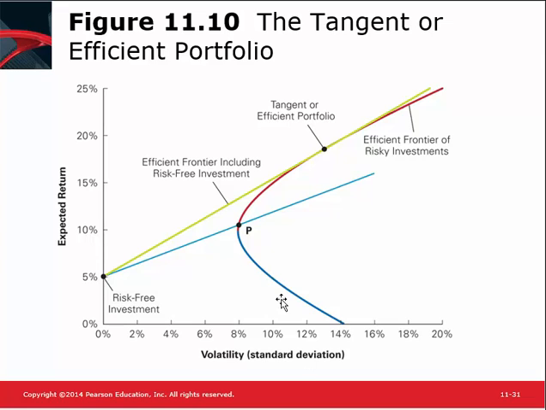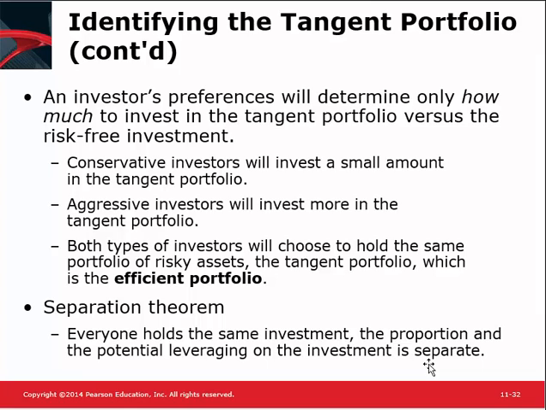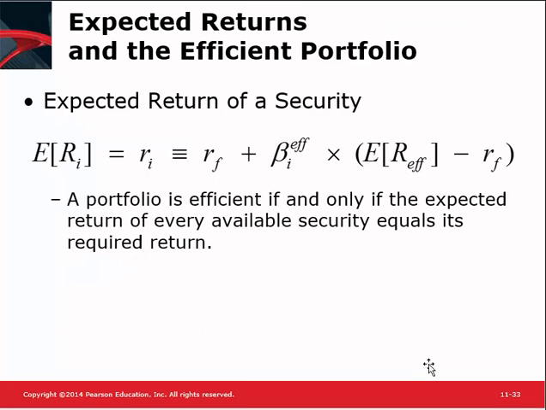Conservative investors are going to want to be down here more because they want to invest in risk-free and risky. But more aggressive investors will be up here because they're willing to borrow to get even higher rates of return than what the portfolio itself would give them. So the separation theorem says what you buy and how you finance are two different questions. They are separate. They're distinct things.